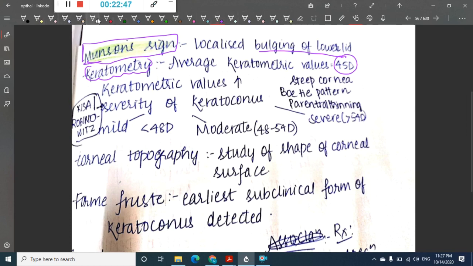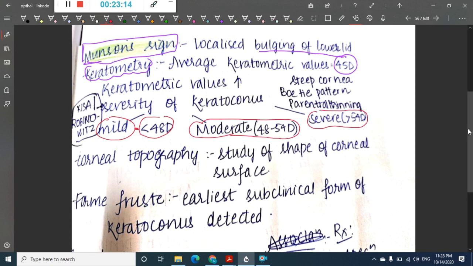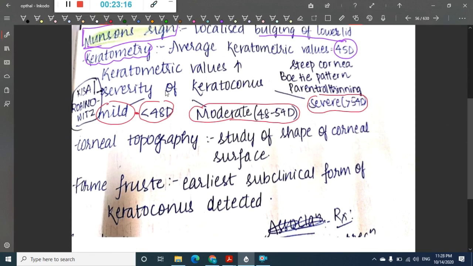Then, if you do it for keratoconus, the severity of keratoconus is divided into three types. It can be mild, where the refractive power, the keratometry values, will be less than 48 diopters. In moderate, the keratometric values will be 48 to 54 diopters. In severe, the keratometric values will be more than 54 diopters. Okay, that is the keratometry. The keratometric values will tell us the severity of keratoconus also.